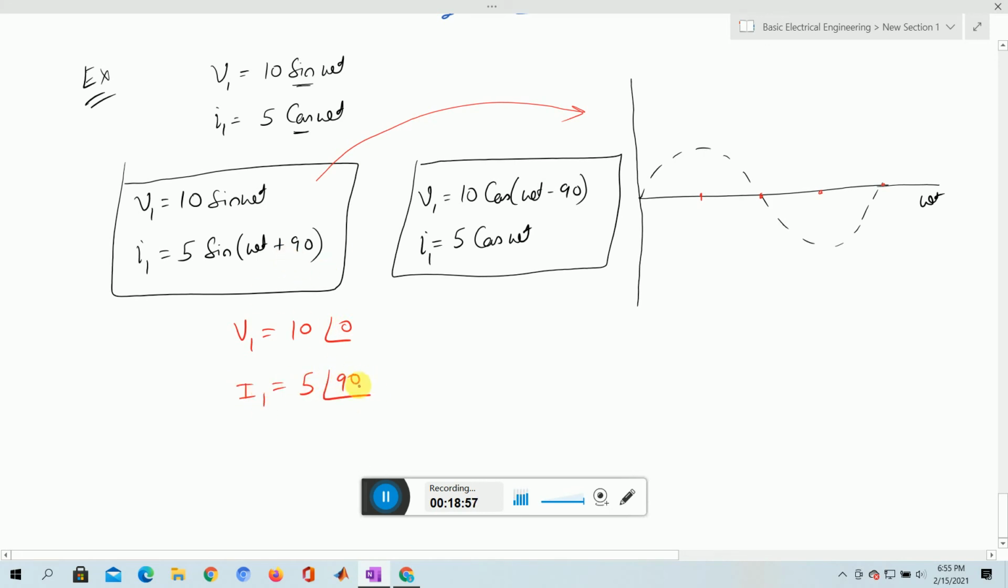So plus 90, like this. It is written in degrees, not in radians per second. This is in degrees only. So here this is the phasor form, and now how do we draw the waveform?